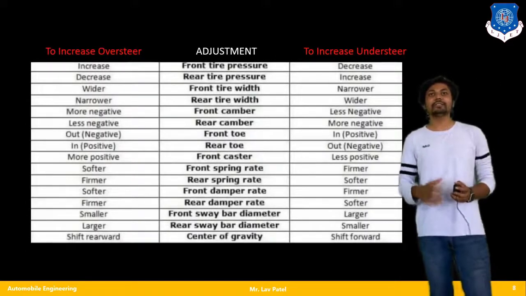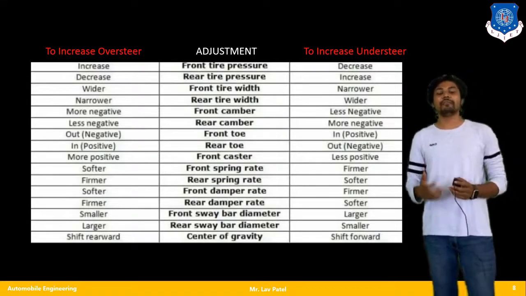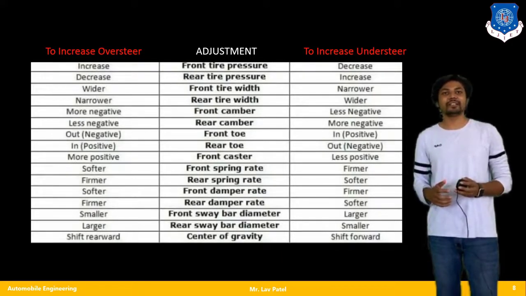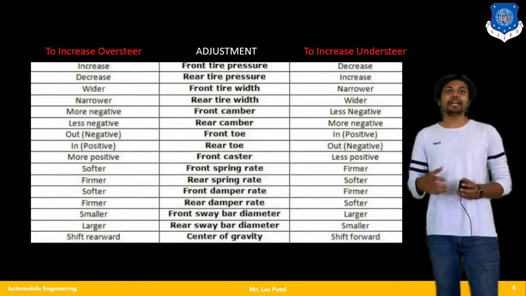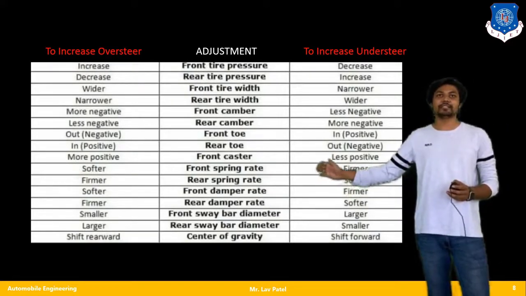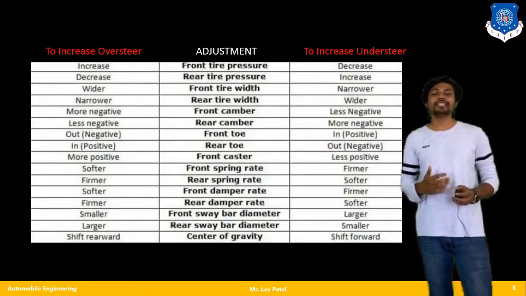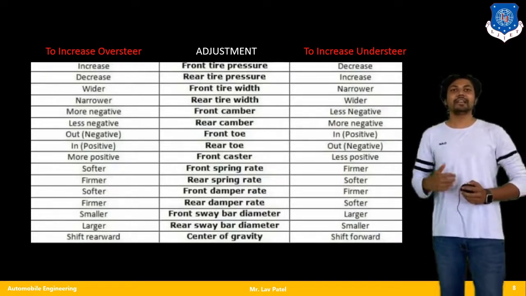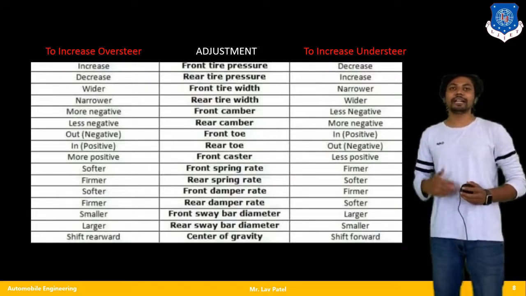Now let us talk about the solution. If oversteer and understeer happen, what parameters do I have to adjust for my vehicle? To increase oversteer and to increase understeer, a table is shown here in which you will find the adjustments. There are a number of adjustments, and from them you will find how to increase the oversteering effect and how to increase the understeer effect. To overcome these, I have to make several different changes. So let us see them one by one.